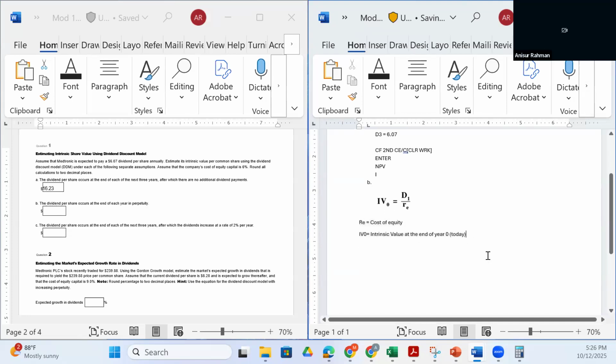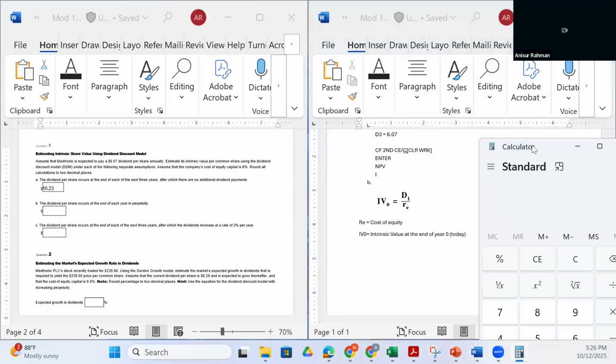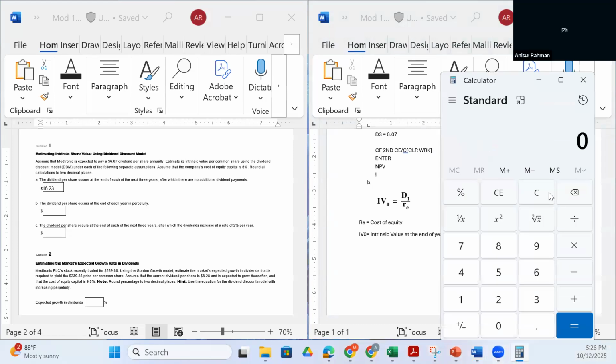Right? So what we have to do then, because it is a perpetuity and all the dividends are the same, is take our dividend, $6.07, divided by our cost of equity, which is 6%, 0.06. So that's $101.17.